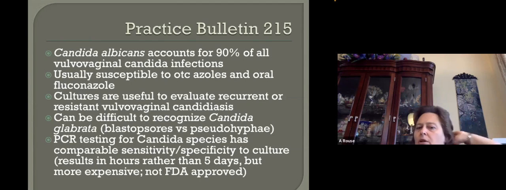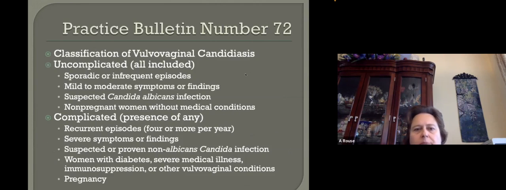Cultures can be helpful, though, if you have resistant or recurrent disease. If you have a diabetic patient, then that may be related more to their diabetes and/or medications used to treat their diabetes. But for anyone who's non-diabetic, this should be in your consideration, because if you find that you have glabrata instead, it does not respond to the typical treatment.